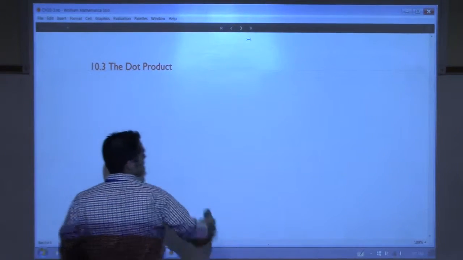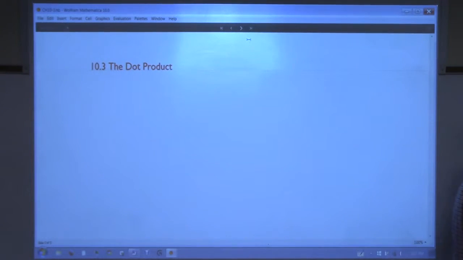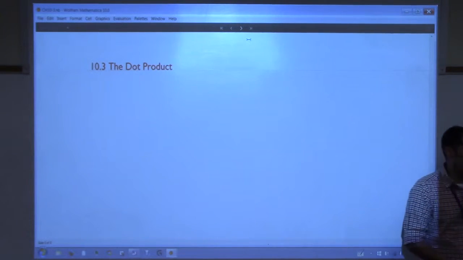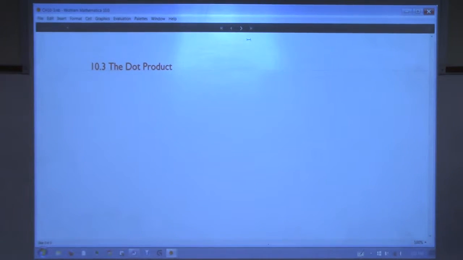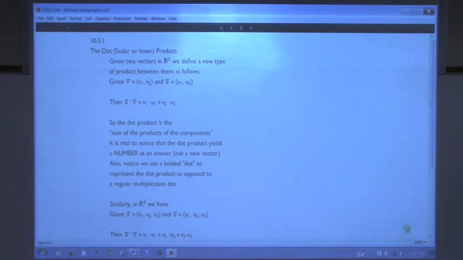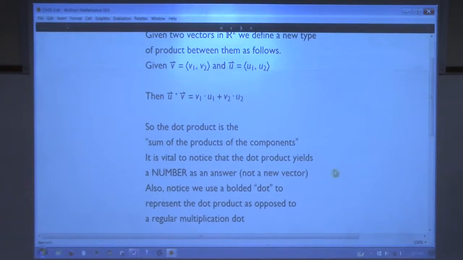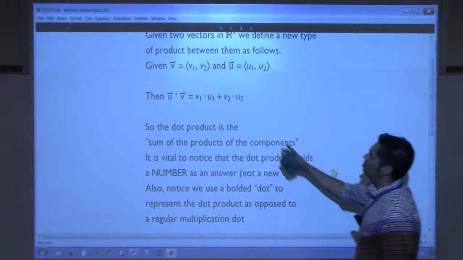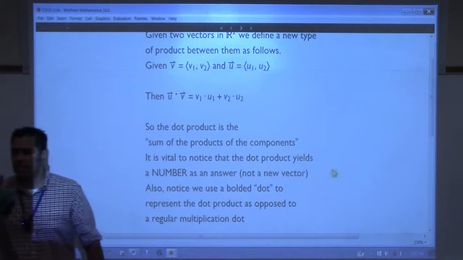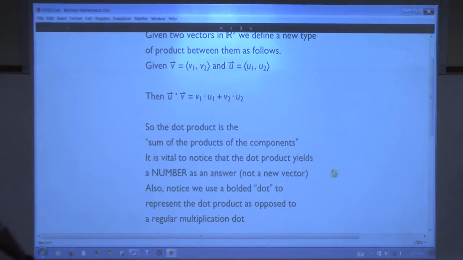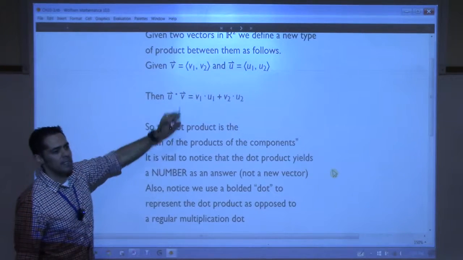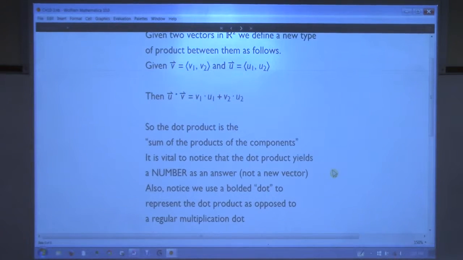All right, so there are, again, three different multiplications. There's an entire section here dedicated to one type of multiplication called the dot product. And here it is. All right, so given two vectors in two-dimensional space, so if we have two-dimensional vectors, u and v, then u dot v is defined to be v1 u1 plus v2 u2.